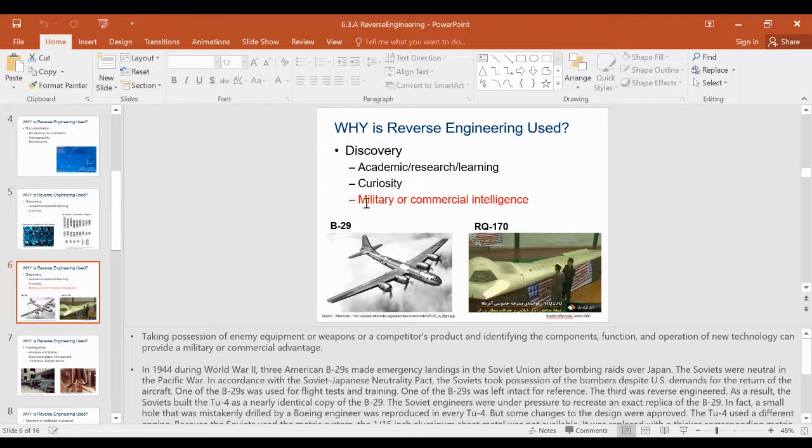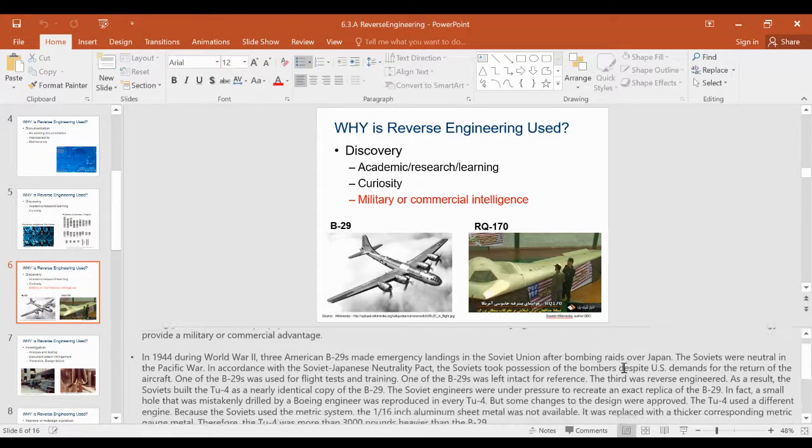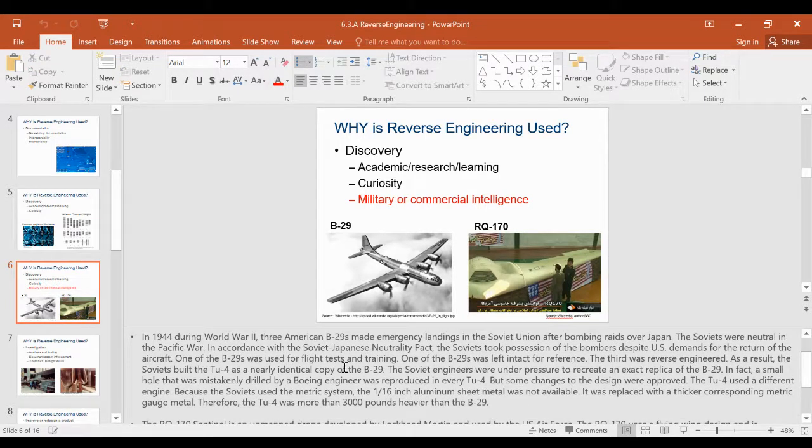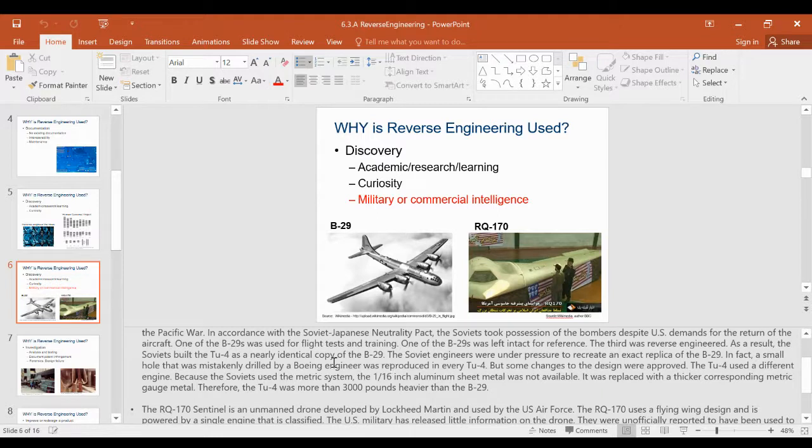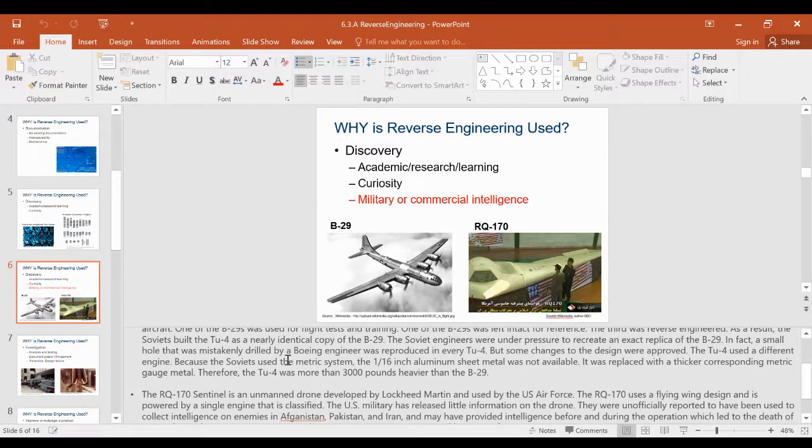Military and commercial intelligence is a huge use of reverse engineering. That's why if any US aircraft, any top secret thing crashes in another country, it is a huge deal because people can identify components, functions, and operation of new technologies. So here's an example here. Soviet engineers wanted to recreate an exact replica of the B-29 bomber, but there were things that were changed, tried to make better, but at the same time, you can see here a small hole mistakenly drilled was reproduced in every Soviet bomber.